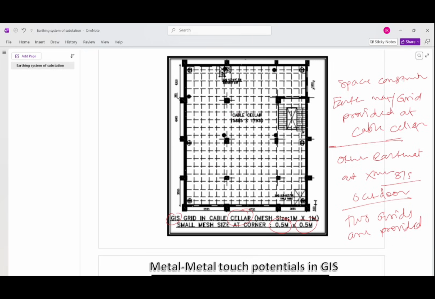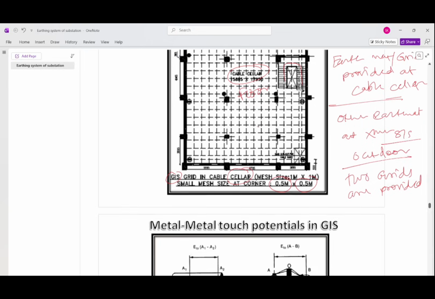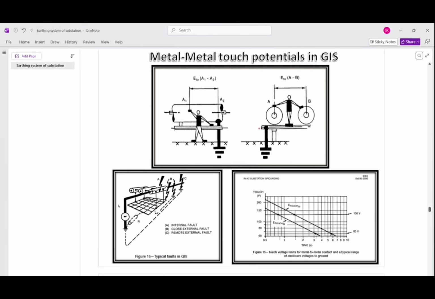This is a cable cellar floor. This is a pedestal. So next is metal to metal touch potential in GIS. Very important topic: metal to metal touch potential.